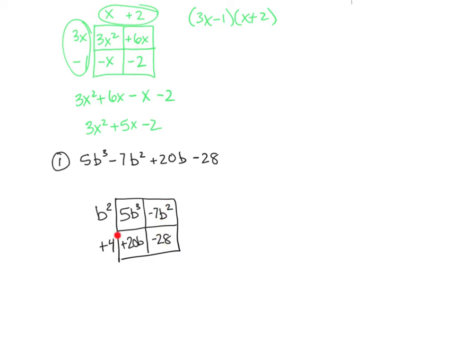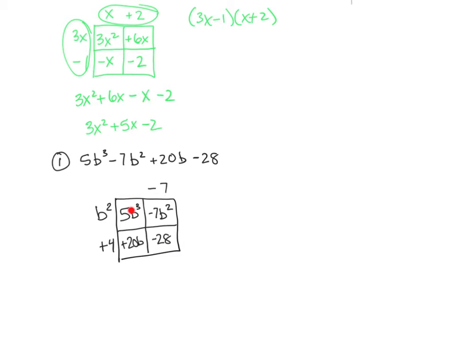You can also ask, hey, what times 4 is going to get me to that negative 28? Answer, negative 7. So we do b squared times negative 7, we get negative 7b squared. 4 times negative 7 gets us negative 28.